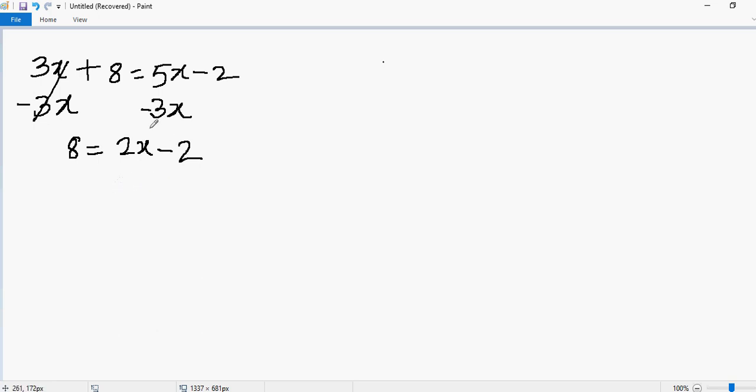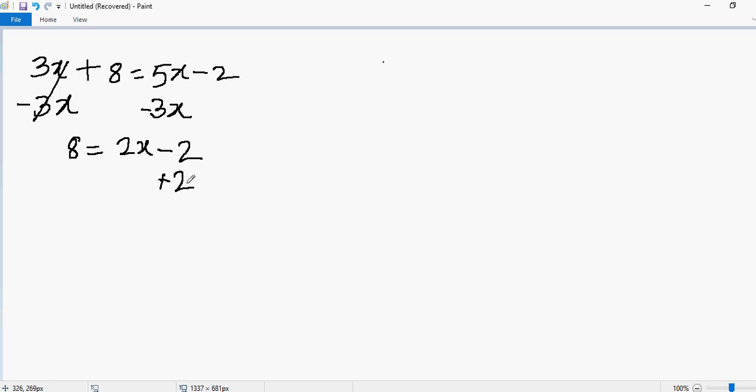Now, I want to isolate x because I have to find the value of x. That means I want x by itself, and I have to try to get rid of anything which is with x. So let's try to get rid of 2 from the right-hand side. What I can do is add 2 on both the sides. If I subtract 2, I am not going to get rid of the 2, because negative 2 minus 2 will be negative 4. That's why I have to add 2 on both the sides.